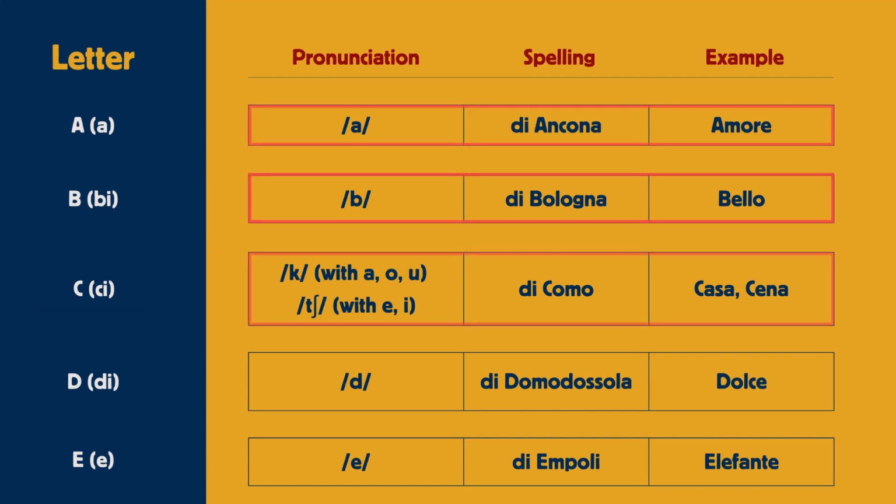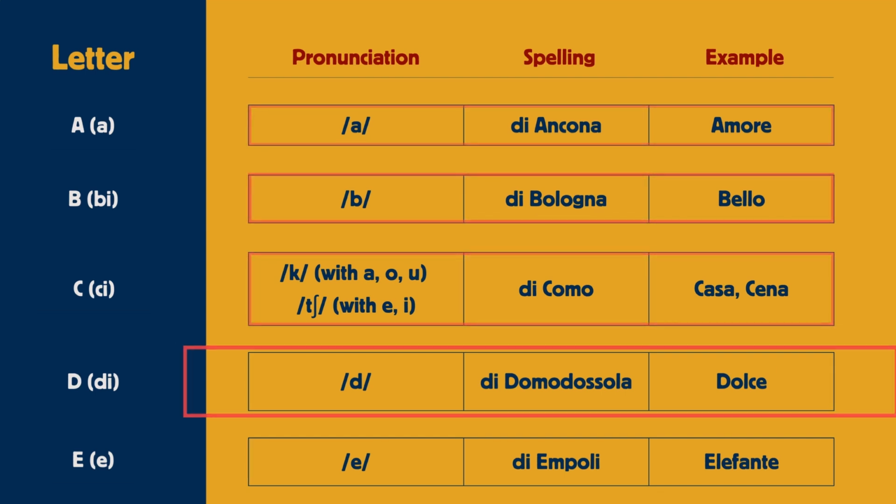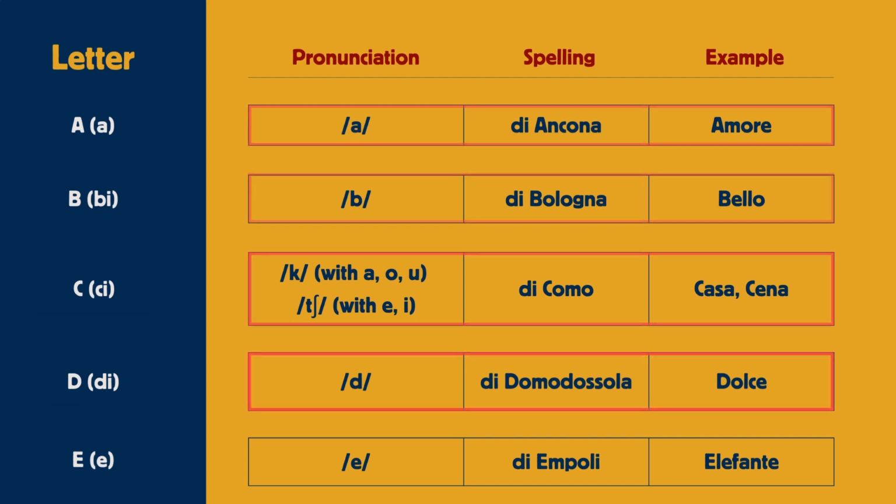C, this is a letter with 2 pronunciations. C can sound like K before A, O, or U, like for example como. It can sound like Ch, like in cherry, before E and I. So cena. D, like Domodossola or dolce.